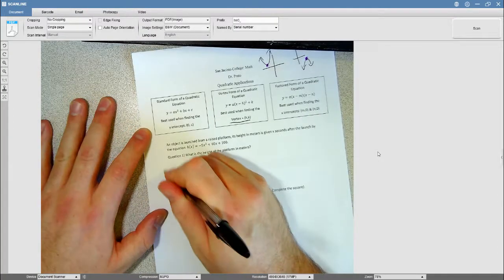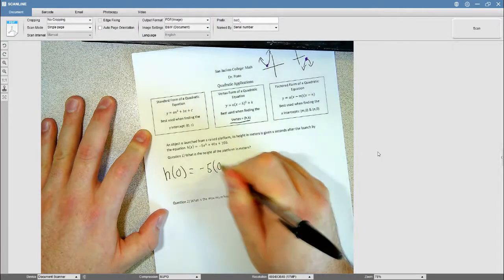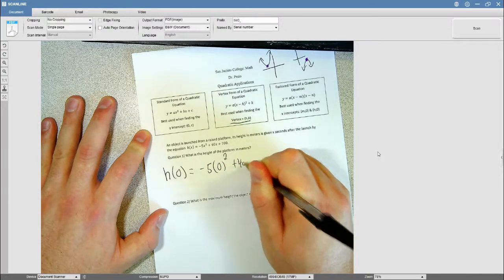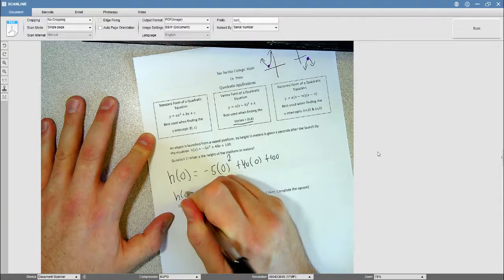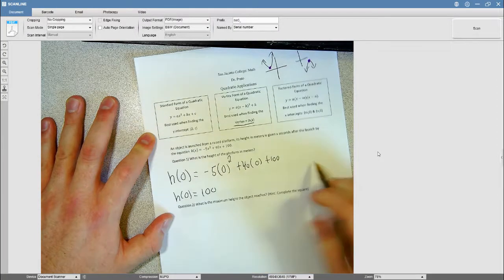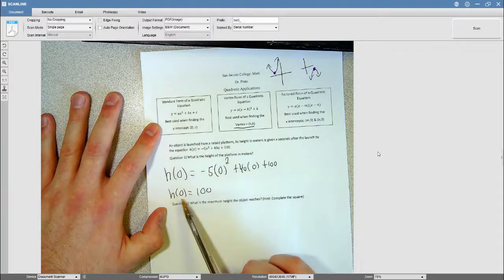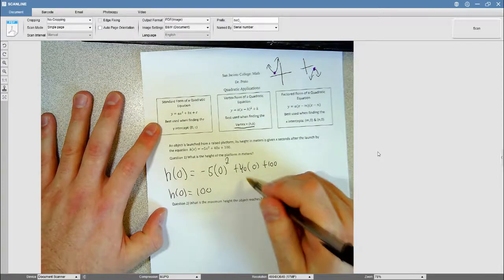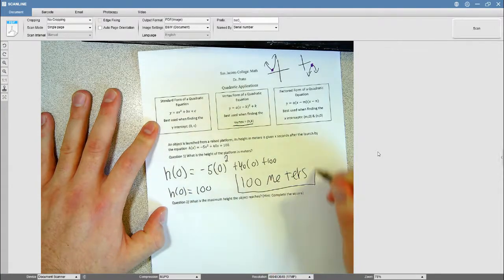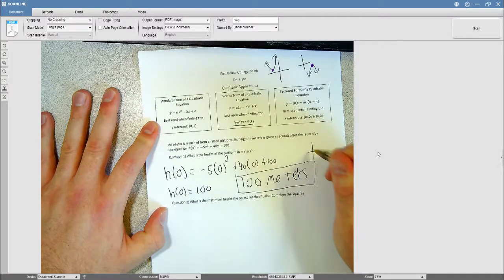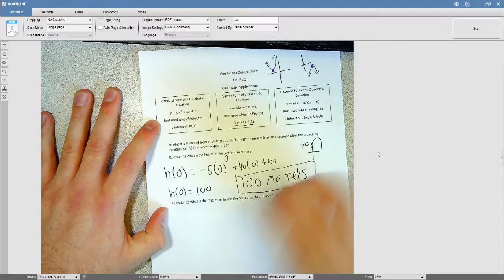So what we can do is put h of 0 in, and we get negative 5 times (0) squared plus 40 times 0 plus 100. And we see h of 0 is 100. So where x is the seconds, at 0 seconds, the object is already 100 meters above the ground. So the answer is 100 meters. So whatever's happening here, you have to go up 100 meters, and they're going to shoot some object up, and it's going to come down.